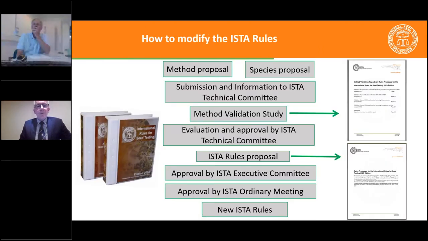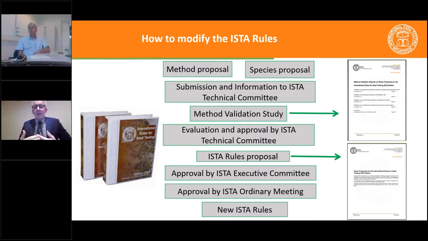So how do we modify the rules? The rules modification is done in close connection with the ISTA technical committee that is responsible, or in some instances there may be multiple committees that are responsible, for that particular chapter of the rules that the method, or if it's a species proposal, falls into within the rules.